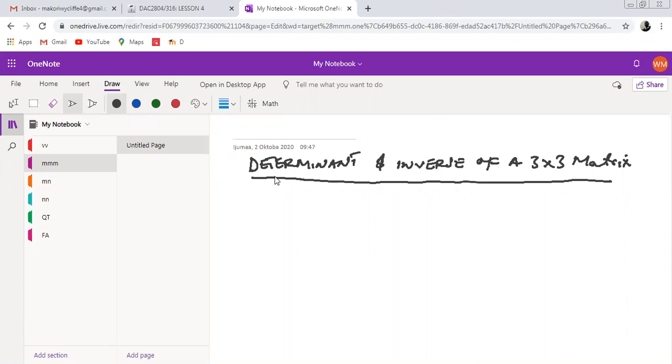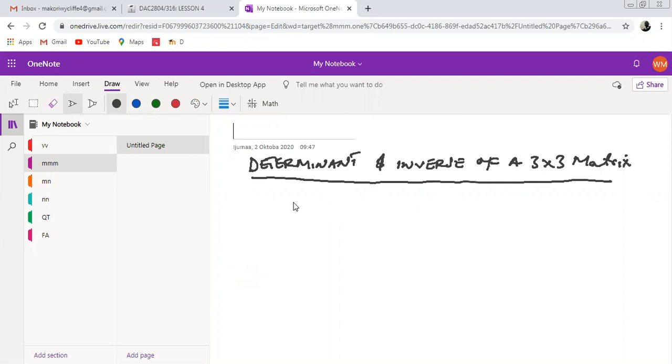In today's class, we are going to discuss the determinant and the inverse of a 3 by 3 matrix. So far, we have discussed how to get the determinant and the inverse of a 2 by 2 matrix. Now we also want to see, if you are presented with a 3 by 3 matrix, how we should go about determining the determinant and also the inverse of that particular 3 by 3 matrix.